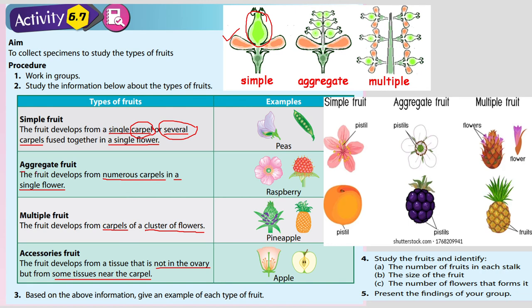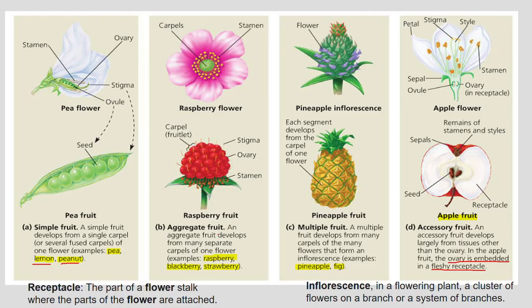Aggregate fruit comes from numerous carpels. You can see here there are more than one carpel in a single flower. Still it is in a single flower. The examples are the berries, so we have here raspberry, blackberry, strawberry. They are in this category.